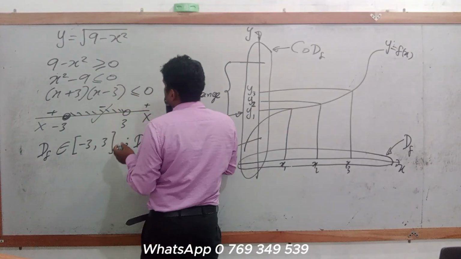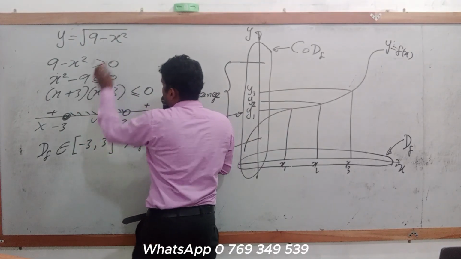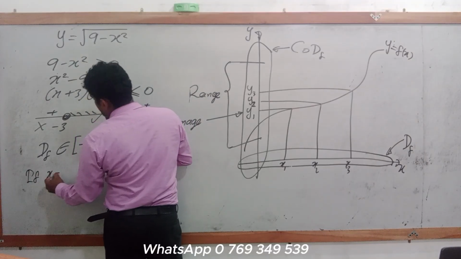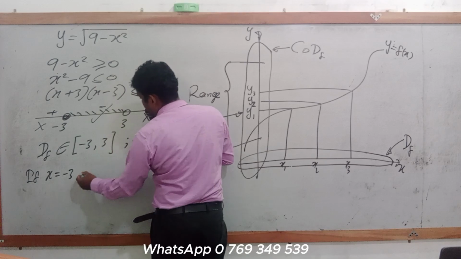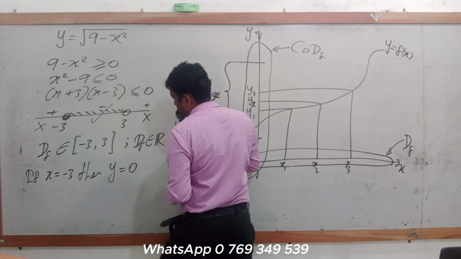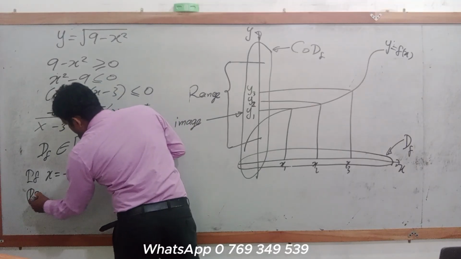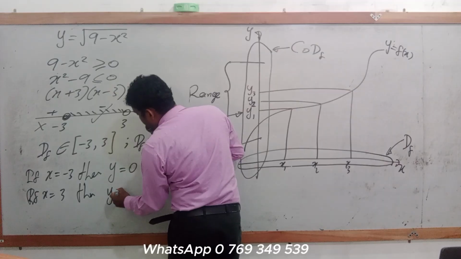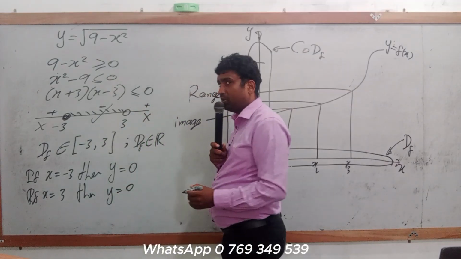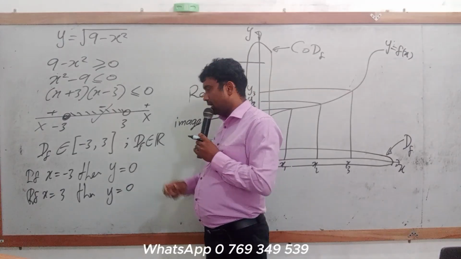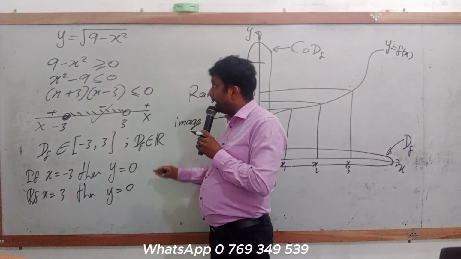Think about the range. Let's take minus 3 here. If x equals minus 3, then y equals 0. If x equals plus 3, then y is also 0. That is the problem. Now another problem is like that.